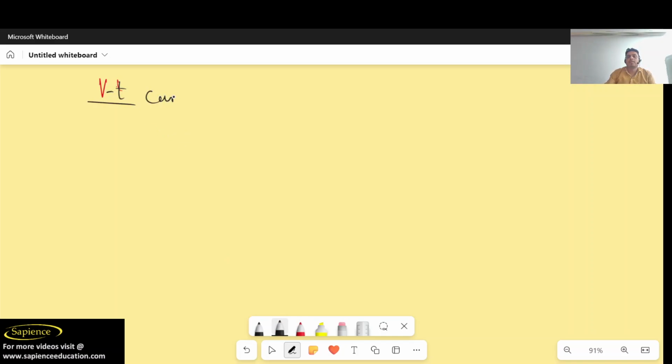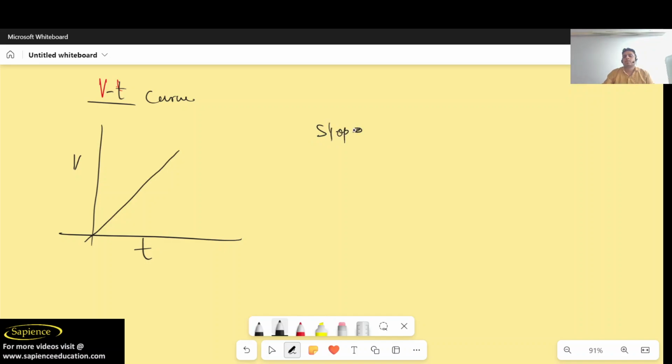VT curve. So this may be like this, velocity time graph. So slope is what? Slope is constant. Why constant? Because it has constant angle, so slope is not changing.